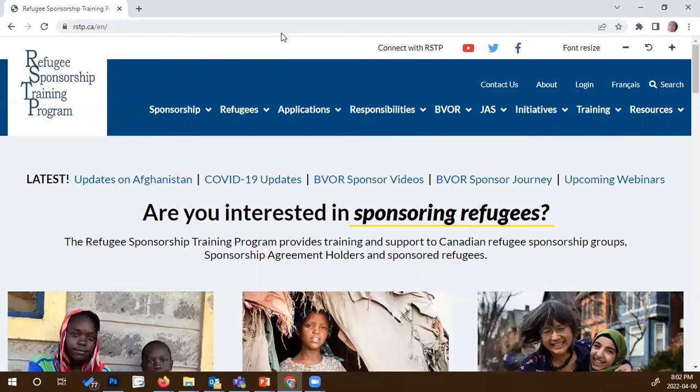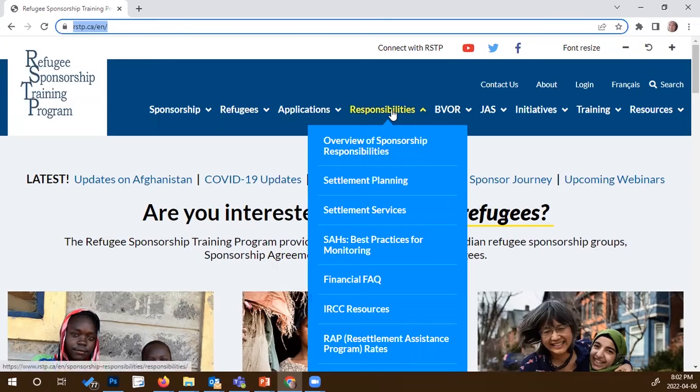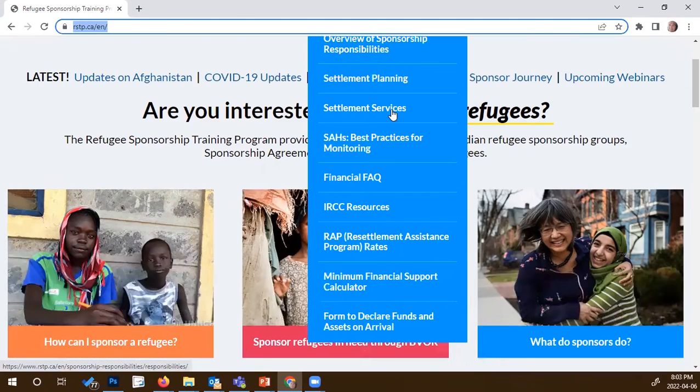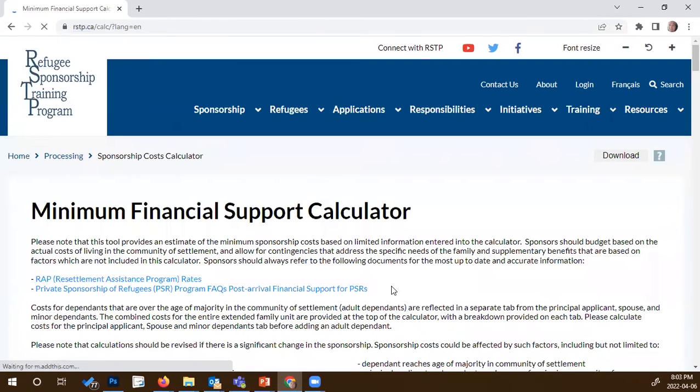To get to the calculation tool, you're going to want to type in rstp.ca into your web browser. Navigate to the Responsibilities menu item. Scroll down until you can see Minimum Financial Support Calculator. Click on that, and the calculation tool page will open for you.